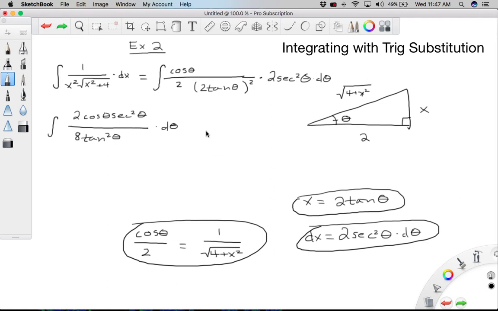Okay. Still, this is quite a complicated integral, so I'm thinking that, what am I thinking?